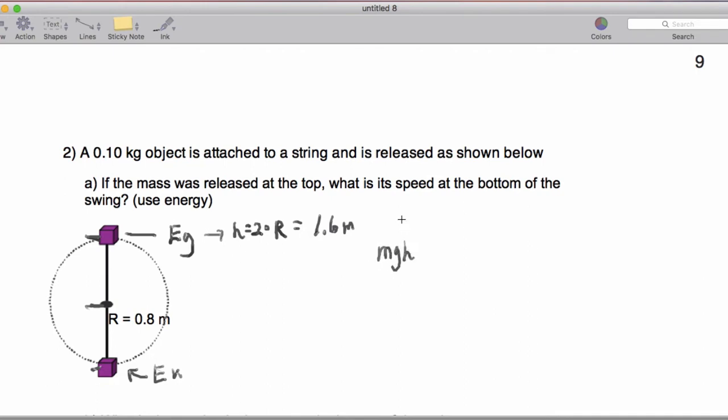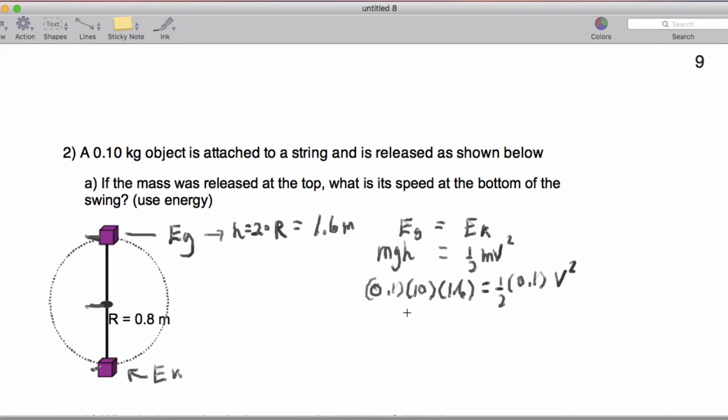We're going to say EG at the top equals EK at the bottom. And that's going to give us mgh equals 1/2 mv squared. So 0.1 times 10 times my height, which is 1.6, equals 1/2 times 0.1 times v squared. Simplifying some of this, we're going to end up getting that 1.6 equals 0.05 times v squared.